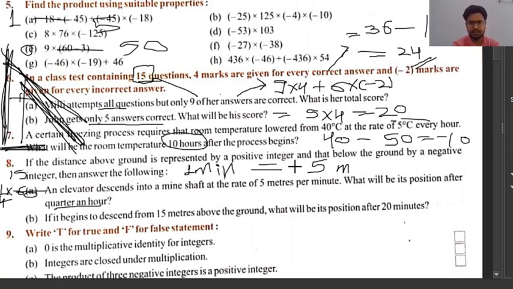And for distance you can use your negative sign. Distance means you are going in the below direction. Now we have to find 15 minutes. It means in 15 minutes it descends more, it goes more to the below side. This distance increases, but according to the below side you will go to a below level. Now in 15 minutes, how much are you moving?